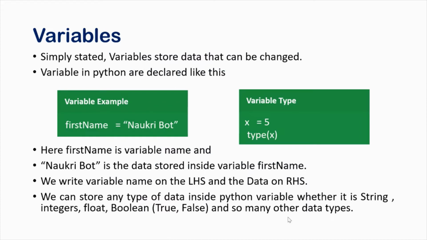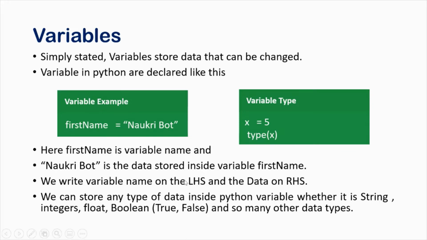In this video, we are going to talk about variables. What is a variable? In simple terms, we can say variables store data that can be changed. A variable is like a memory allocation, which allocates some memory for the data. Memory allocation means holding space in the memory, reserving space in the memory.